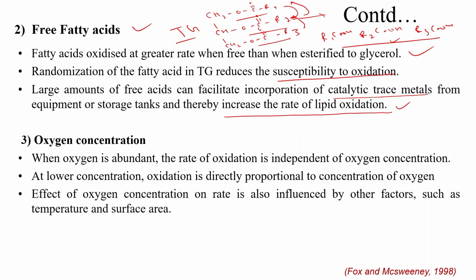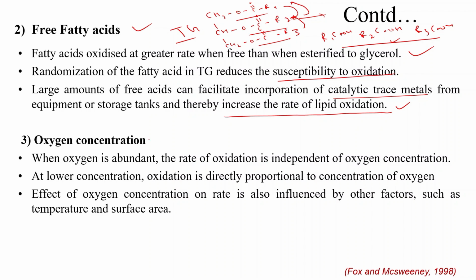So free fatty acids can also facilitate the incorporation of trace metals which act as catalysts during the initiation stage of auto-oxidation, thereby increasing the speed of the reaction. And how do they increase the speed of the reaction? By lowering the activation energy of the auto-oxidation. You know that the minimum energy required for carrying out any reaction is the activation energy. So metals will lower the activation energy, they act as pro-oxidants, and if they are facilitating trace metal incorporation, then obviously the rate of auto-oxidation will increase.